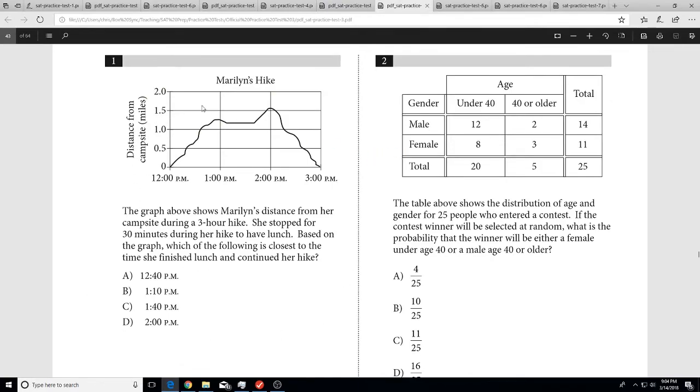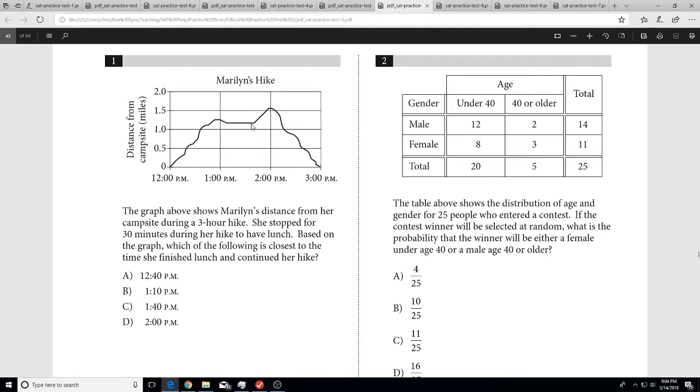This question goes back to reading the graph, reading the tables and seeing what we're being asked. This one says the graph above shows Marilyn's distance from her campsite during a 3-hour hike. She stopped for 30 minutes during her hike to have lunch. Based on the graph, which of the following is closest to the time she finished lunch and continued her hike? Well, you have to look at the graph and think about, okay, if I'm stopping and eating lunch, how should my distance from my campsite look?